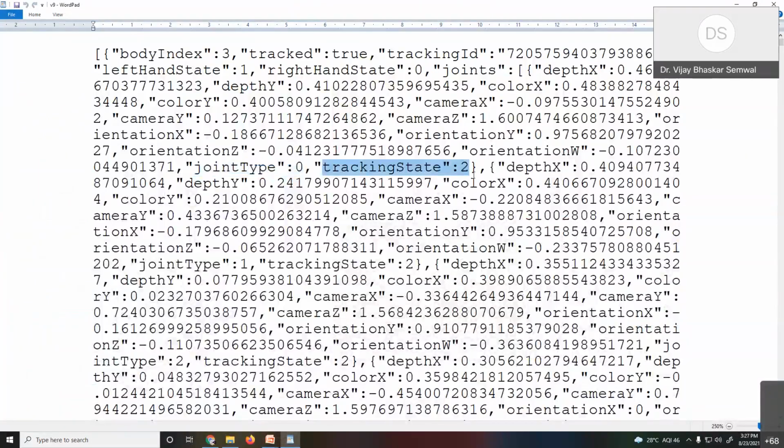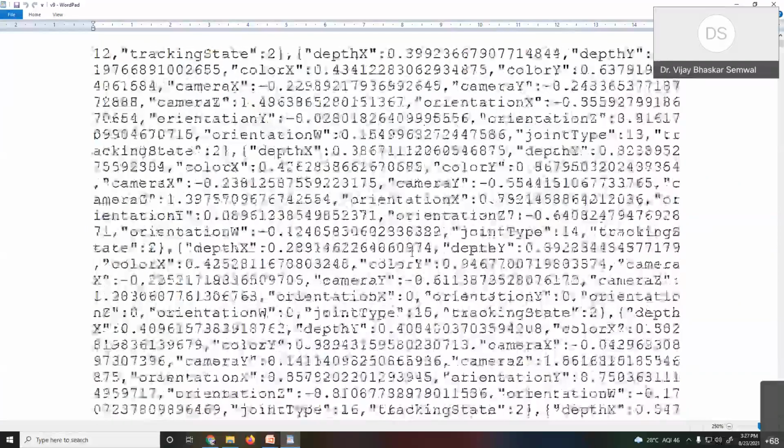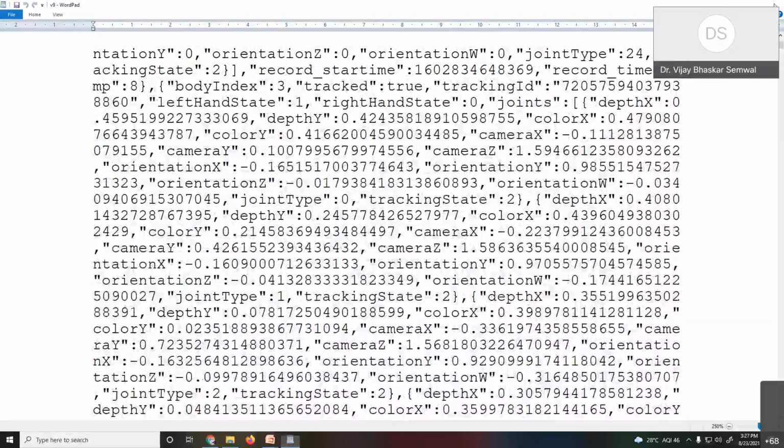There can be 3 tracking statuses. 0 means you are unable to track, 1 means you are partially able to track, which means it is inferring data, it is not exact data. And then tracking status 2 means you are able to track the data perfectly. This is for one joint. Then this is for joint 2, joint 3, joint 4, and multiple times you will reach this value. So this is how you get the Kinect sensor values.